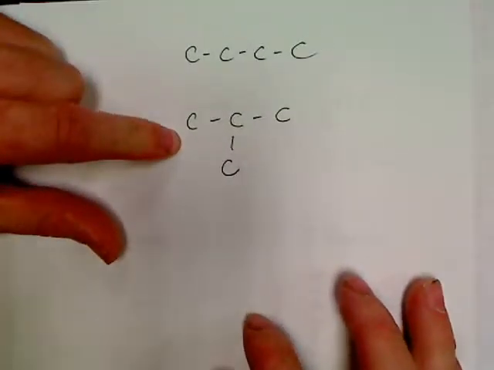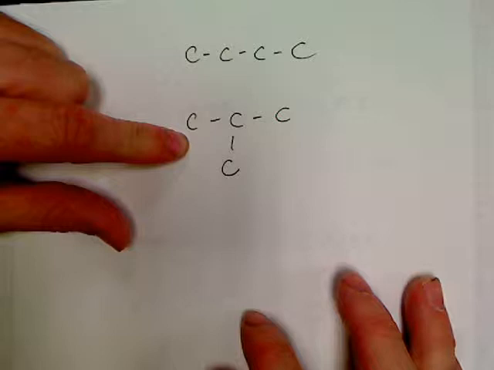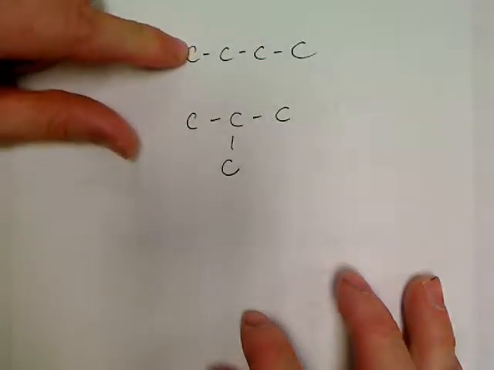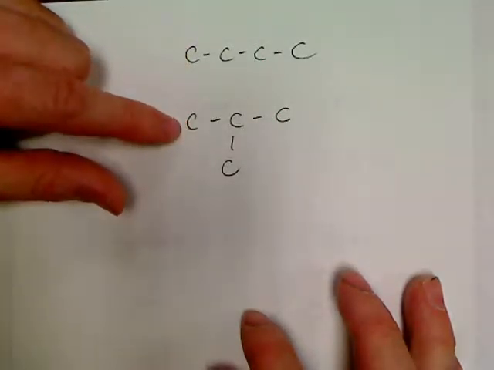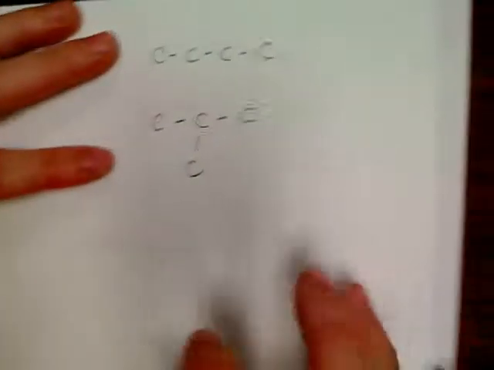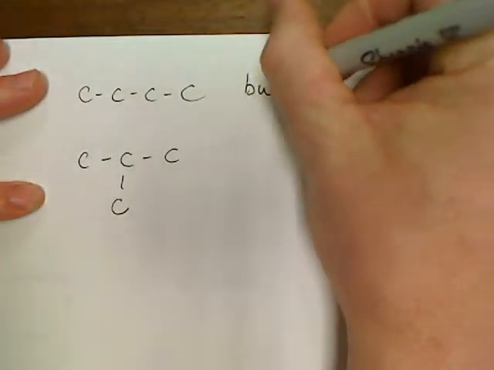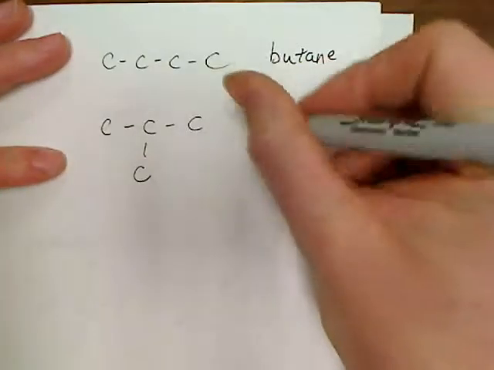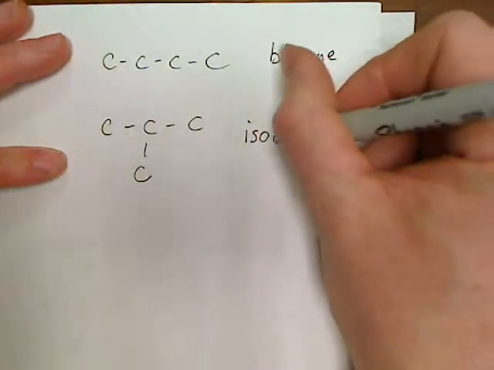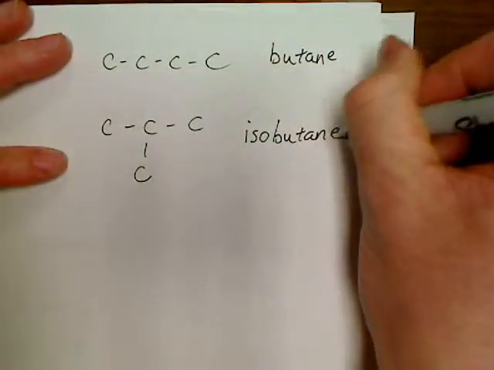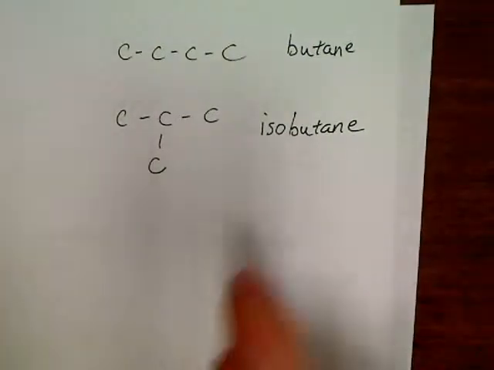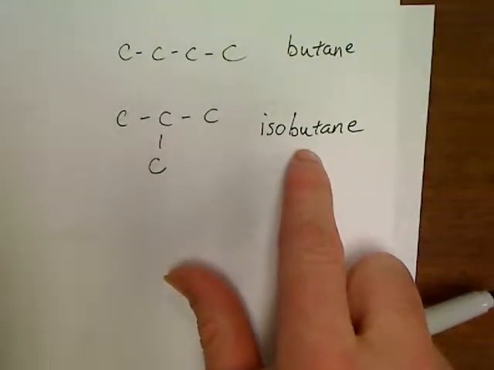This also meets all the requirements. Oh, so that's butane and this is butane. Well, sort of. This would be known as butane. This one is known as isobutane. But here's the catch. We can't have a system of naming this generic.